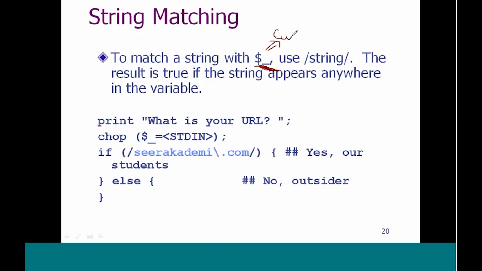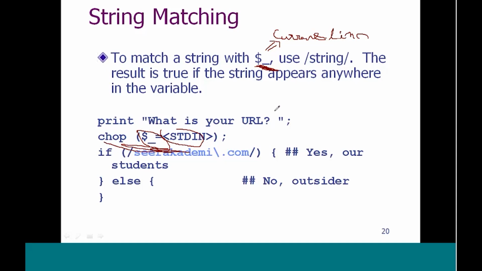It's essentially the current line, or the current value as to where it is. So here you can see that dollar underscore directly refers to what is the standard in. Again, this particular statement is a compound statement. It gets this value into dollar underscore, and then it also does the chop function on it.